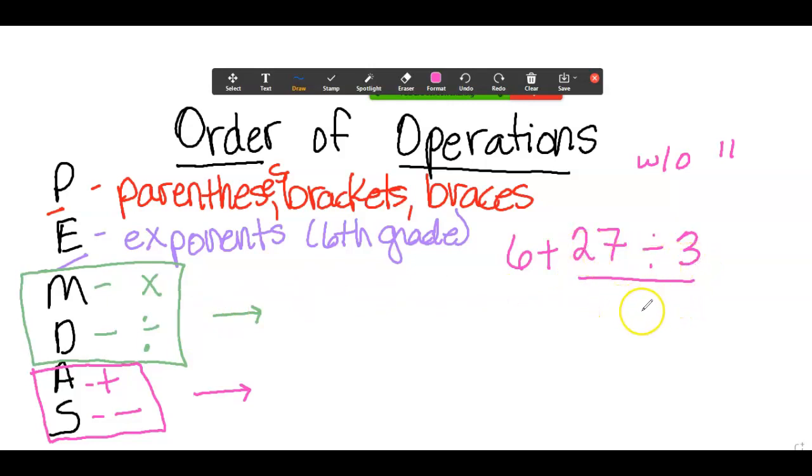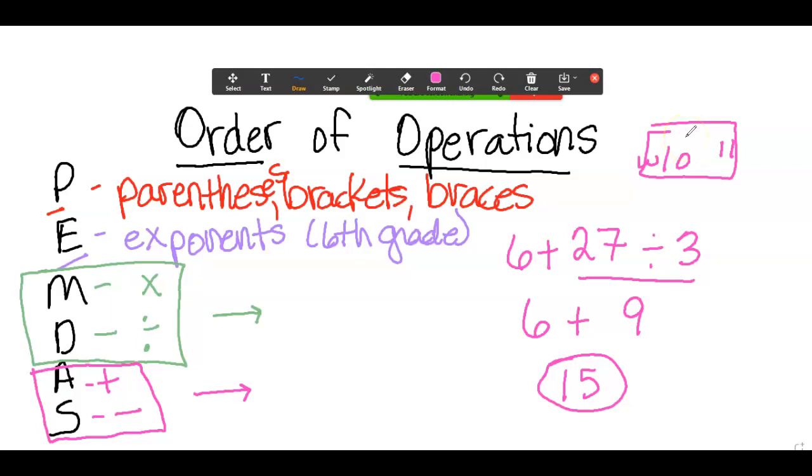27 divided by 3 is 9. And then I rewrite whatever I haven't used yet. And now there's only one operation left, so that's the one I do. 6 plus 9 is 15. The correct answer is 15. But if I did not use PEMDAS for my order of operations, I would have gotten this answer, and that would be wrong. Okay, so that's why we must use PEMDAS. Because if I give everybody in the class this problem to do, you should all come up with 15. If you're coming up with other answers because you're not using the order of operations, then that's wrong.